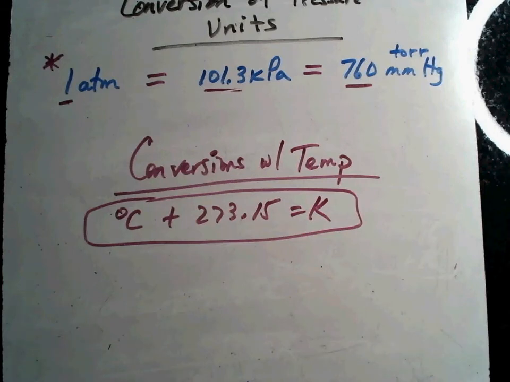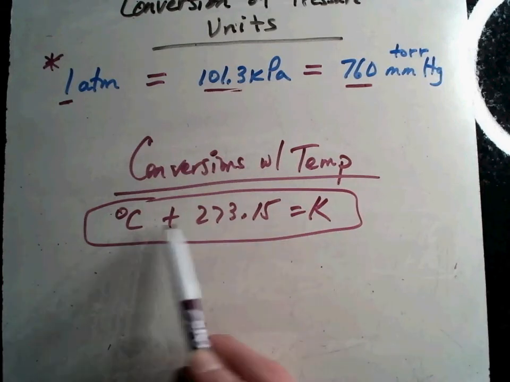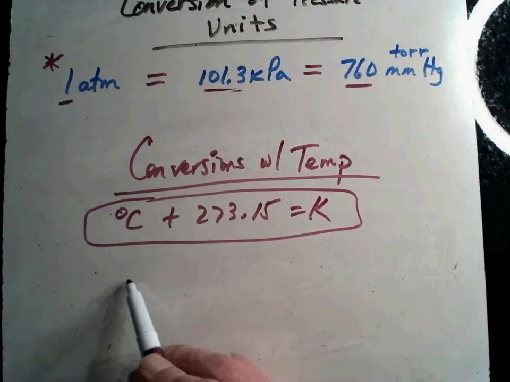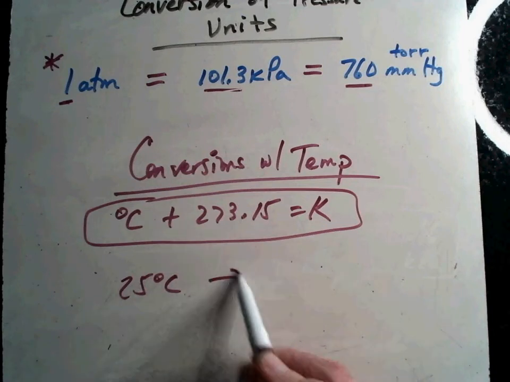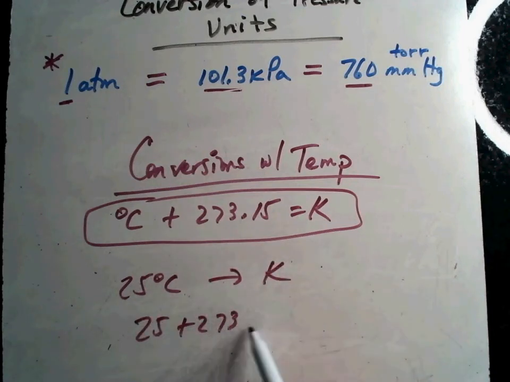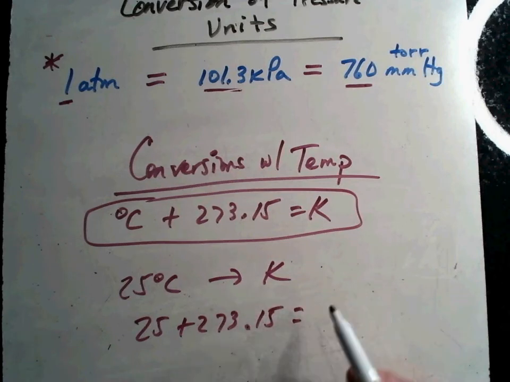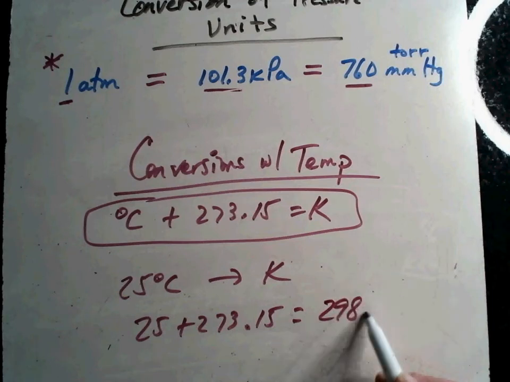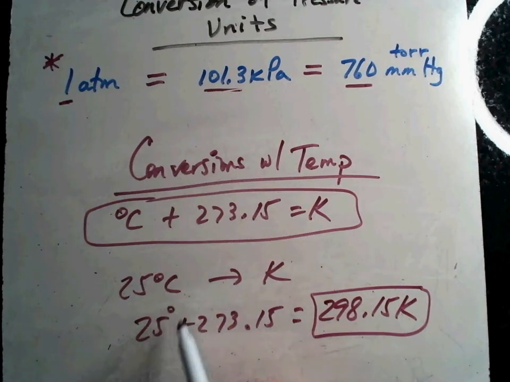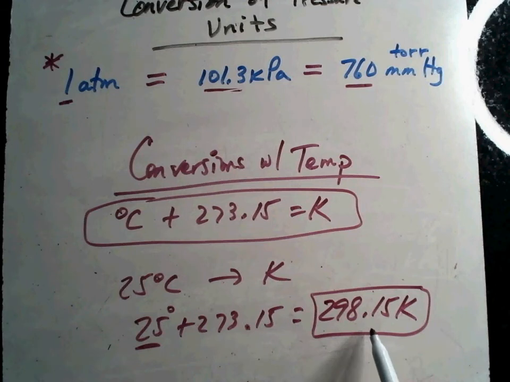One of the things you have to realize is that Kelvin numbers are always bigger than Celsius. So if I had 25 degrees Celsius and I need it in Kelvin, I take 25 plus 273.15, and you have to keep the decimal. In this case, it is 298.15 Kelvin. Why would you have to do this? If you have 25 degrees Celsius, that's what's on your thermometer. This is the conversion to Kelvin.